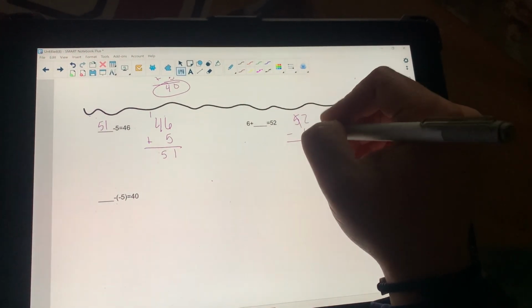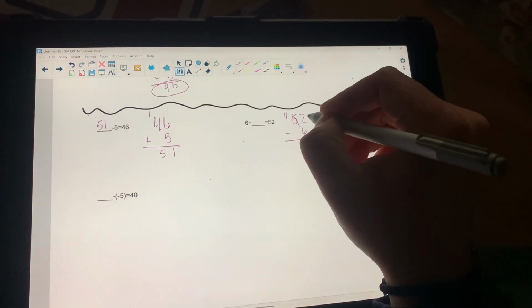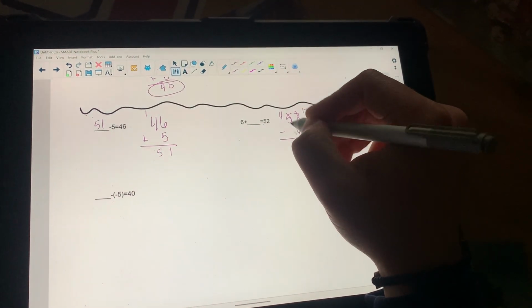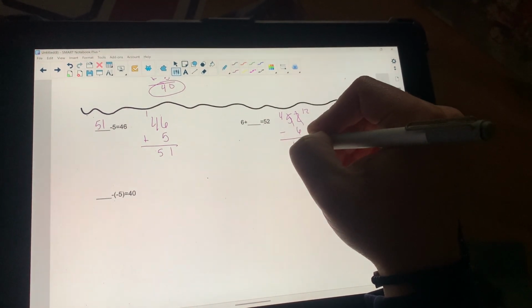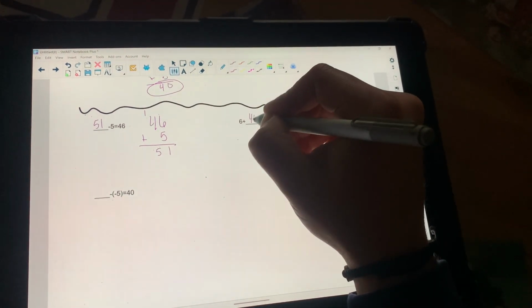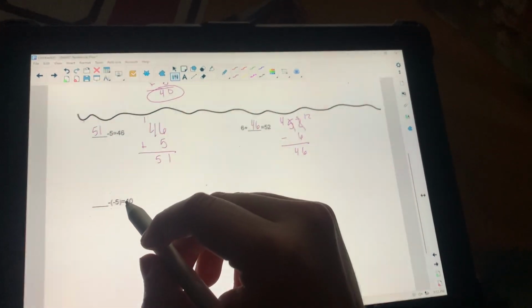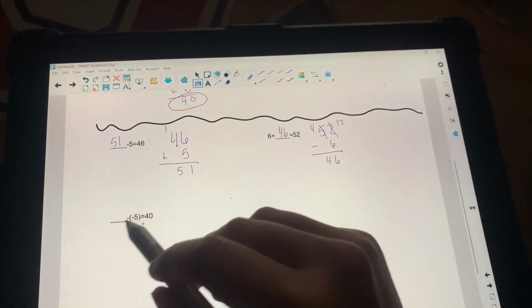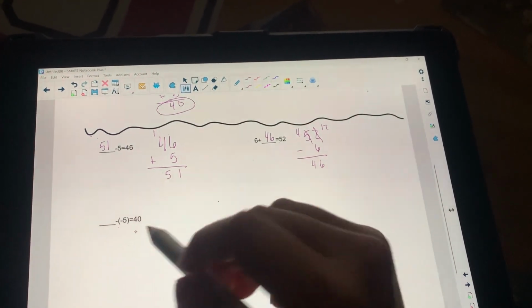So I put a bar over here because I can't do 2 minus 6. So that changes to a 4. This goes to 12. So 12 minus 6 is 6. 4 minus 0 is 4. So 46. And then last but not least, we have blank minus negative 5 equals 40.